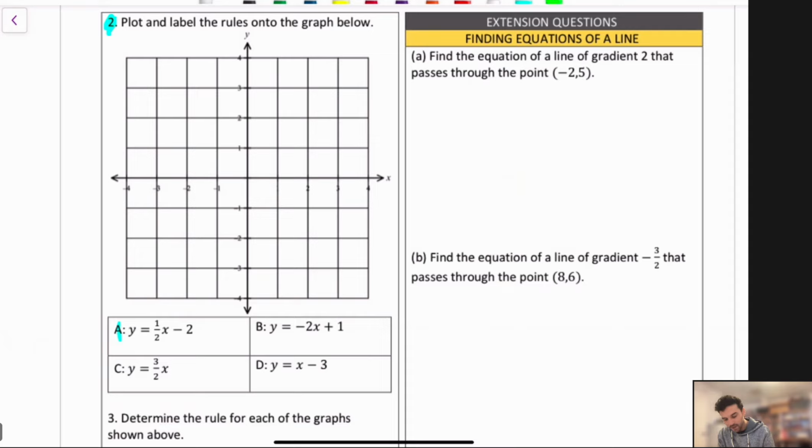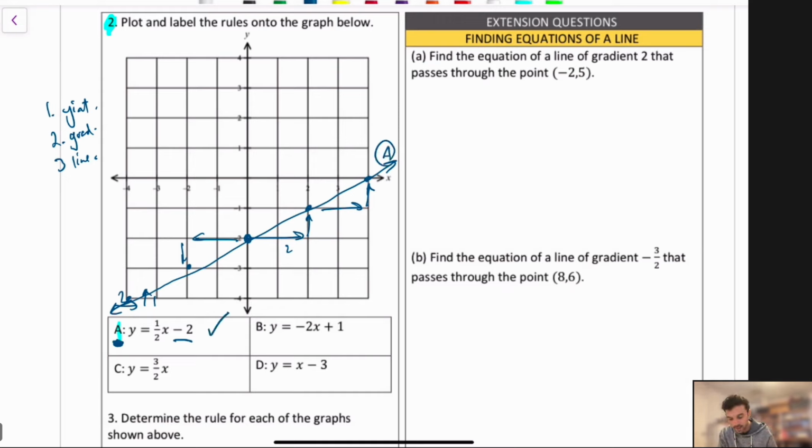Let's have a look at equation A, which I'm going to use blue for. To plot these, you want the y-intercept, then you use the gradient, and then you draw a line. What's the y-intercept here? It's -2, so draw a dot at -2. The gradient is 1/2, which is positive, so it's going across 2, up 1, across 2, up 1, across 2, up 1. And then backwards, across 2, down 1, across 2, down 1. Next we draw a line between them, and let's label it A.